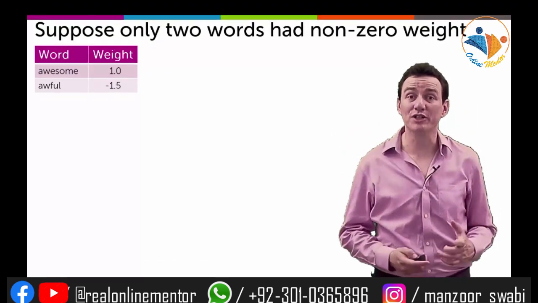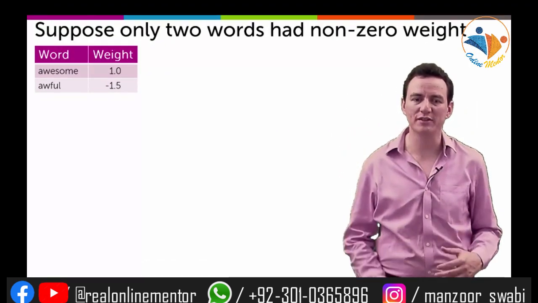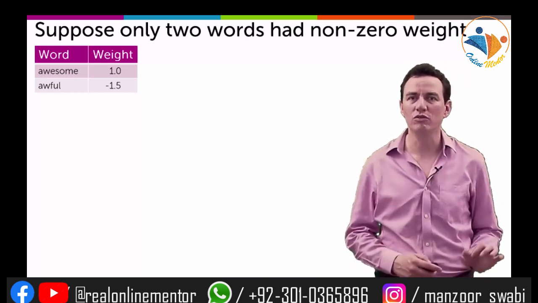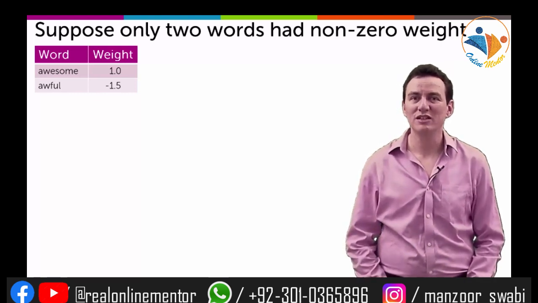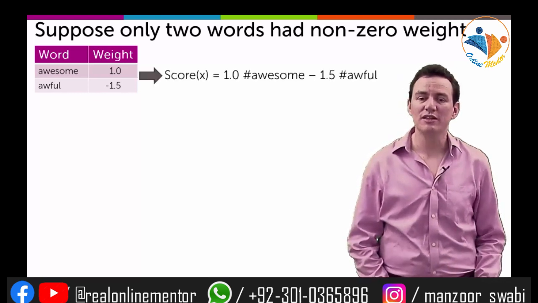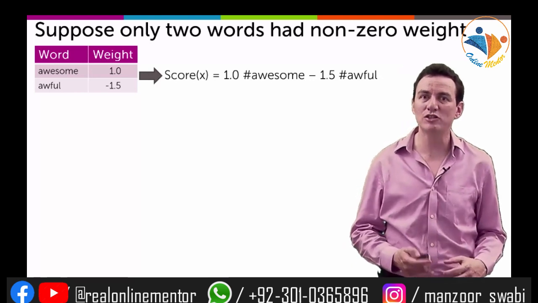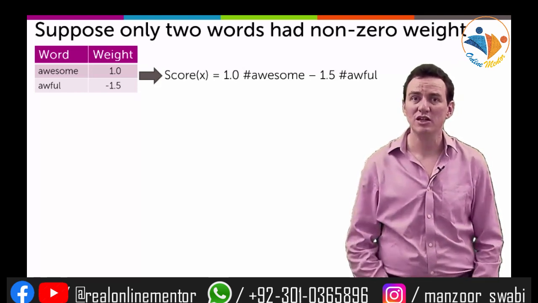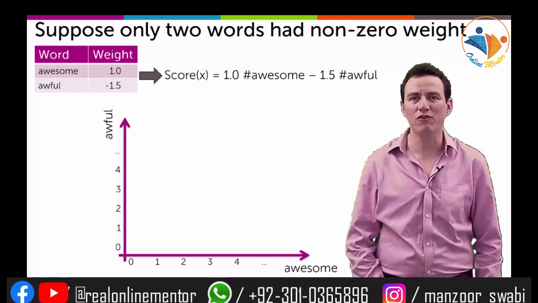To understand decision boundaries, suppose you only had two words with non-zero weight. You have awesome with positive weight of 1 and awful, which is just awful, so it has a negative weight of 1.5. If you have this situation, then the score is going to be 1 times the number of awesomes in the sentence minus 1.5 times the number of awfuls. So we can plot this on an axis. There's the awesome axis, and then there's the awful axis.